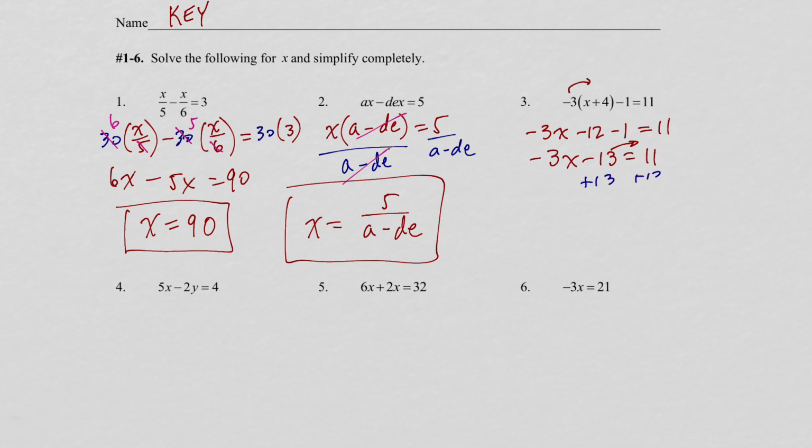You can show it like this or just do this in your head. But you'll end up with negative 3x is equal to 11 plus 13, which is 24. And then you'll divide each side by negative 3. And you'll get x is equal to negative 8.